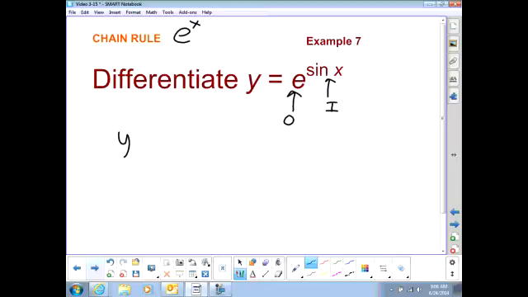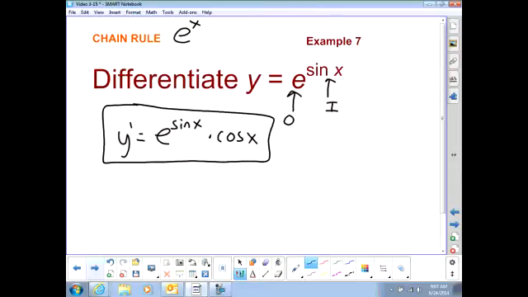So when we do our derivative, we'll have e to the sine x. That's our derivative of the outside function, keeping our inside function the same, times derivative of the inside. Well, derivative of sine x is just cos x. And that is our derivative, having used chain rule.